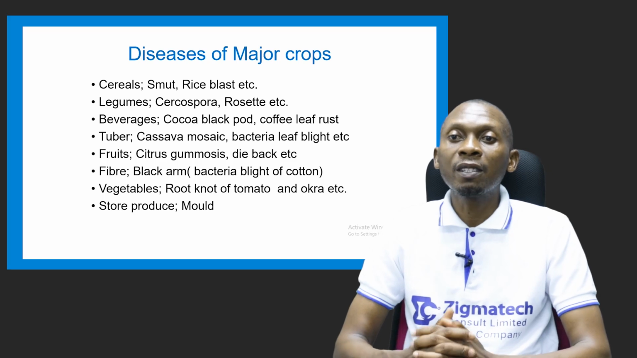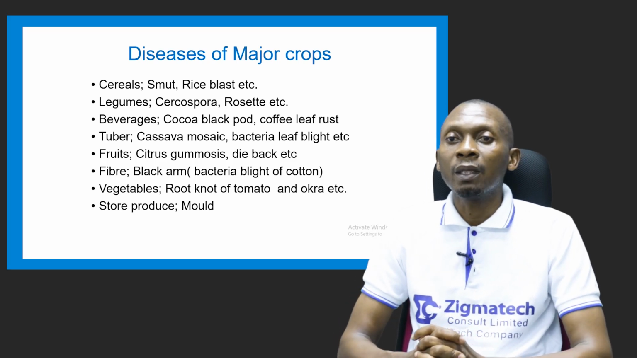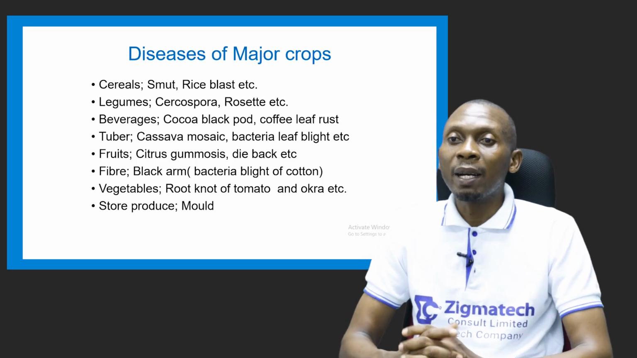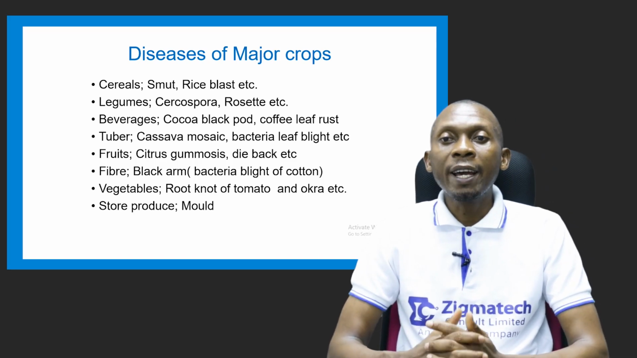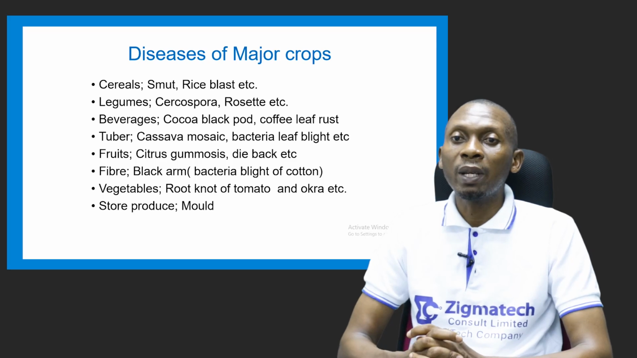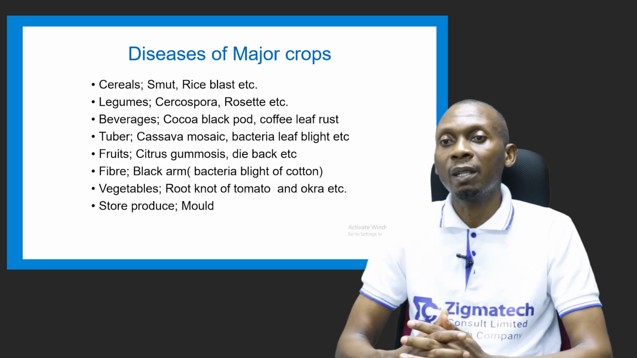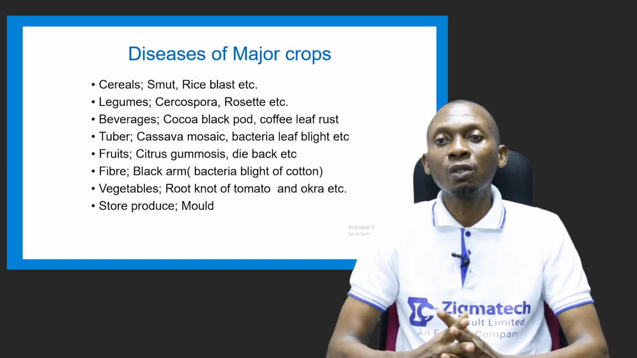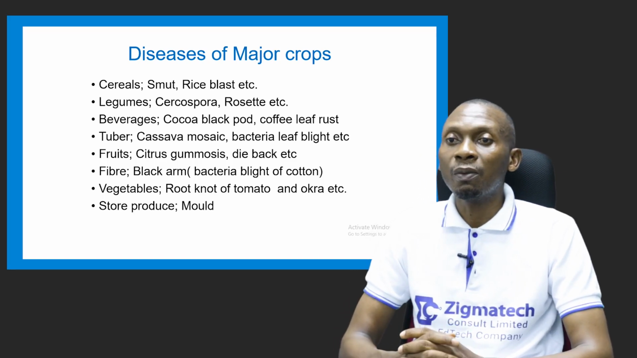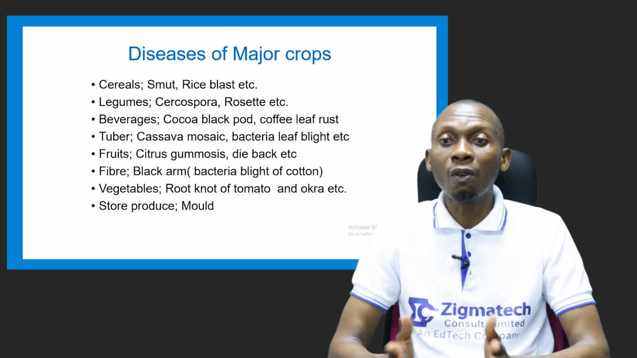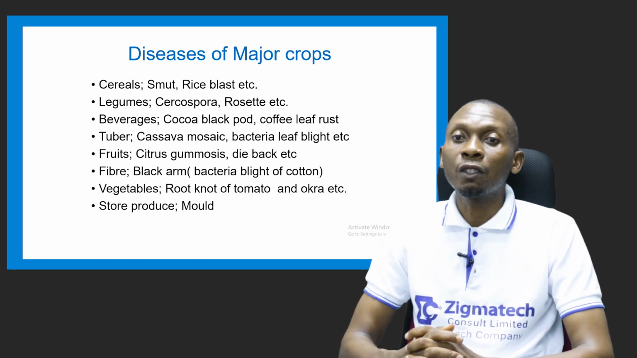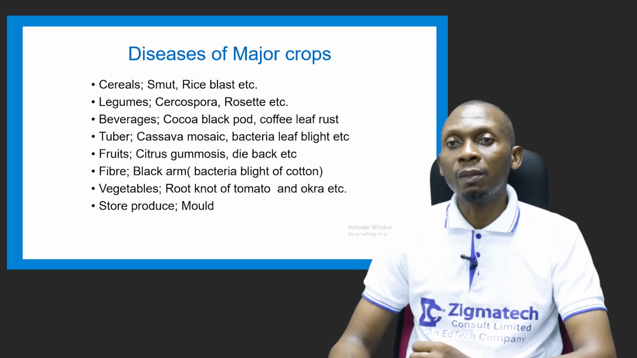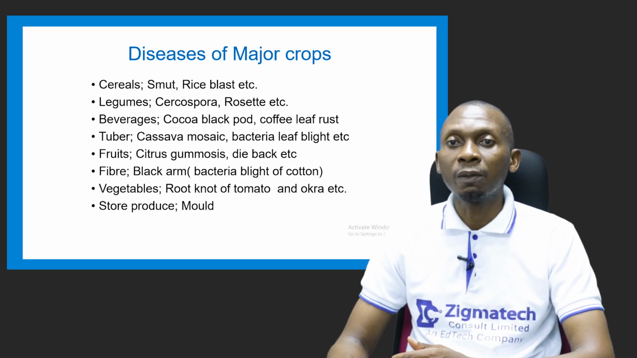For fruits, we have citrus gummosis, which affects citrus plants like oranges. Then we have dieback disease too. For fiber crops like cotton, we have black arm, which is a bacterial blight disease of cotton. For vegetables, we have root knot disease of tomato, and root knot of okra as well. And for stored produce, we have molds. So these are some diseases of some major crops.